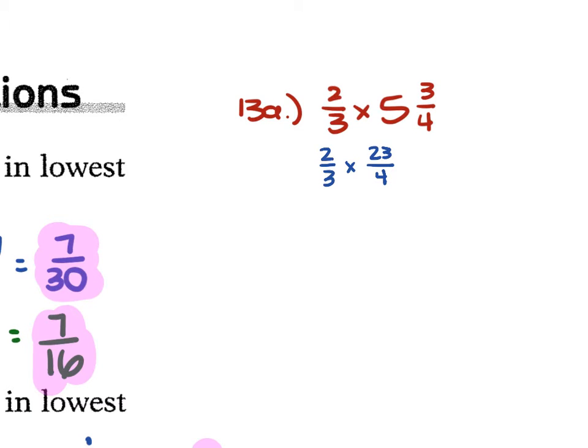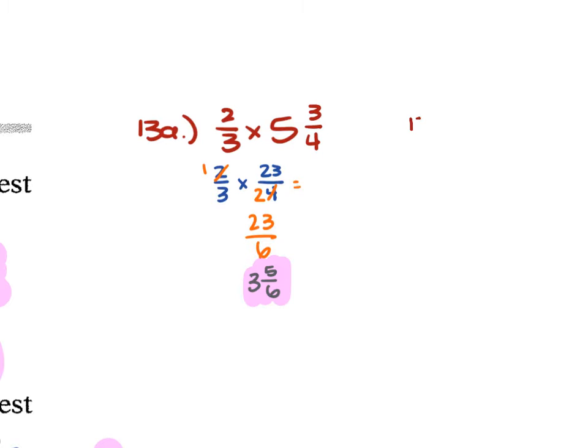From here, I can cross simplify the 2 and the 4. The 2 becomes a 1, the 4 becomes a 2. So I'm doing 1 times 23, which is 23, over 3 times 2, which is 6. 6 goes into 23 3 times with 18. So 23 minus 18 gives us 5, which is left over. We keep that over the 6. So it's 3 and 5 sixths.